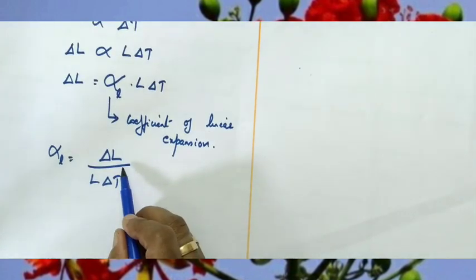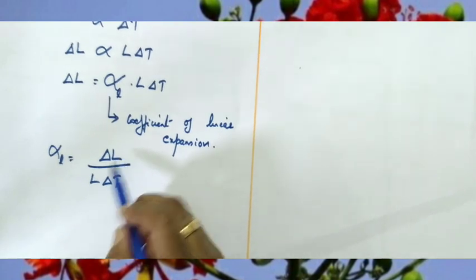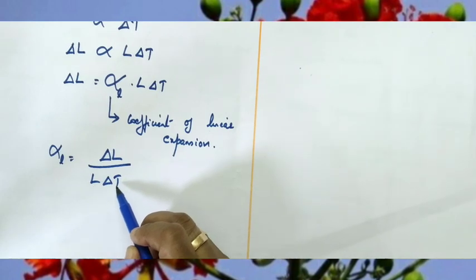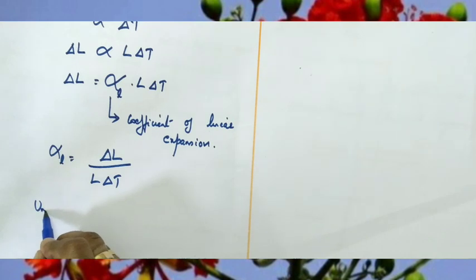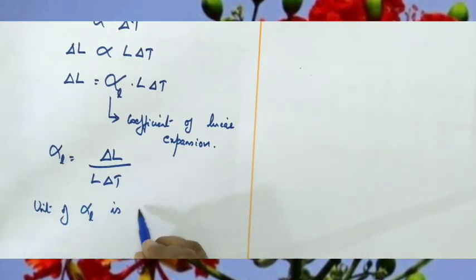So, what is its unit? Delta L, the increase in length, SI unit is meter. L also has SI unit meter. Delta T SI unit is Kelvin. So, what is the unit of alpha L, the coefficient of linear expansion? Kelvin raised to minus 1, per Kelvin.